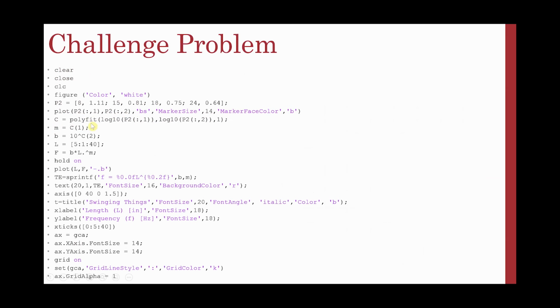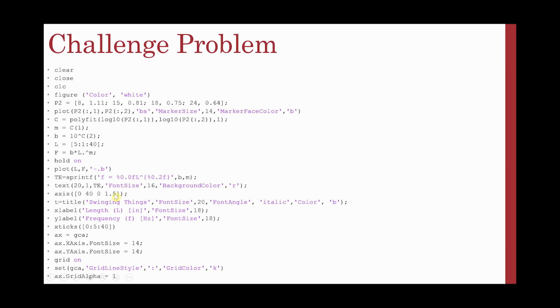We're then using our polyfit function. We're going to do the log of each since it is a power fit. Our slope is c of 1. Our b is 10 to the c of 2. We're going to make our theoretical equation with f. We're going to use our hold on function to put our second plot line on there. We're going to create a text string of our equation. We're going to place that text string on our graph with a certain font size and our background color.